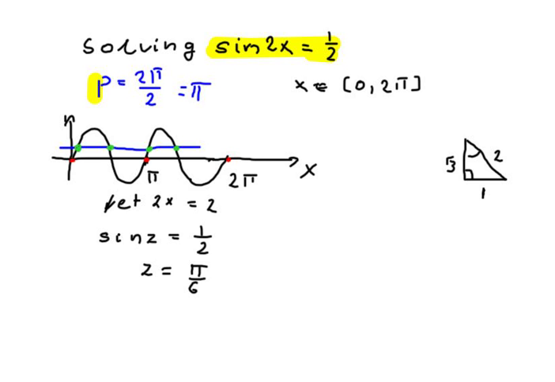However, our goal is to find the solution for x. So knowing that 2x was defined as z, 2x will be equal to pi over 6. Hence, x is equal to pi over 12. Okay, so I've got the first root. So this is root number 1 right here.